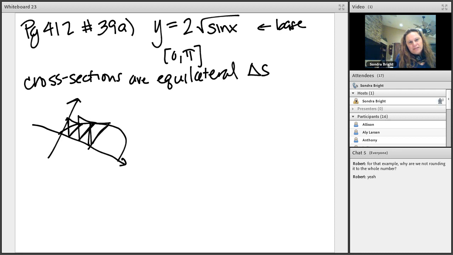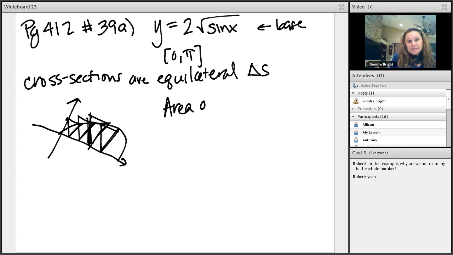I'm just drawing some. Obviously, that's not all of them. But yeah, so you've got this weird shaped thing, right? From the x-axis to the curve. What you need to do is know what the area of those cross sections are.